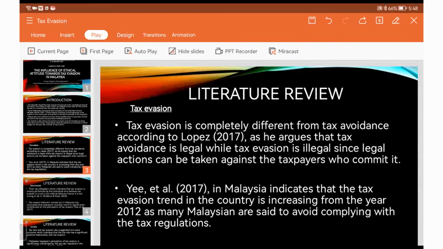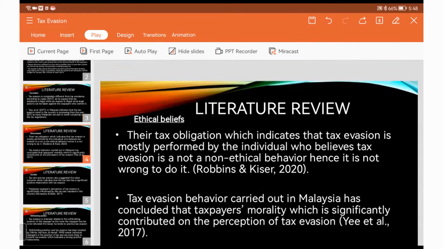So the next one that we are going to see is on the tax efficiency. Oh, sorry.